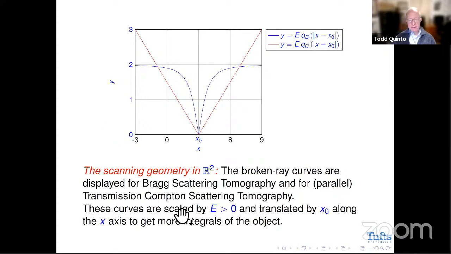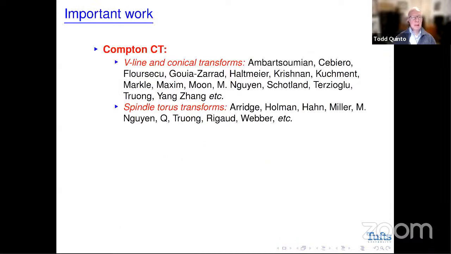And these curves, of course, are scaled by epsilon and translated by the point x0 along R^(n-1). And you get more integrals of the object. Okay. Important work in Compton CT. There are a lot of really good articles on V-line and conical transforms.